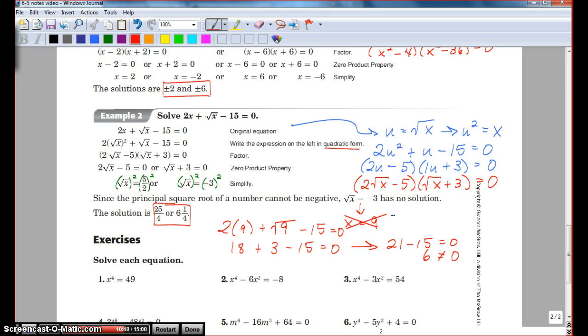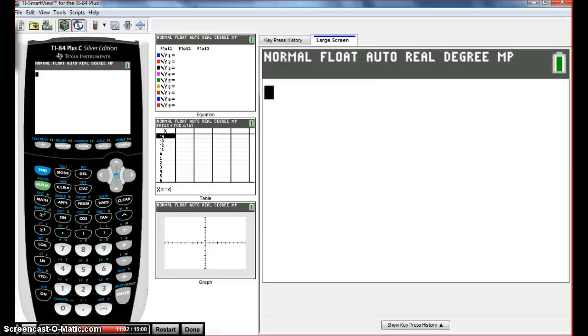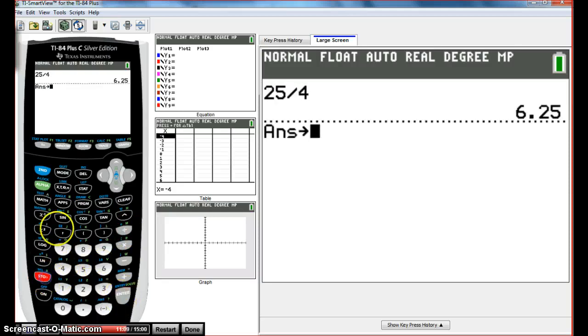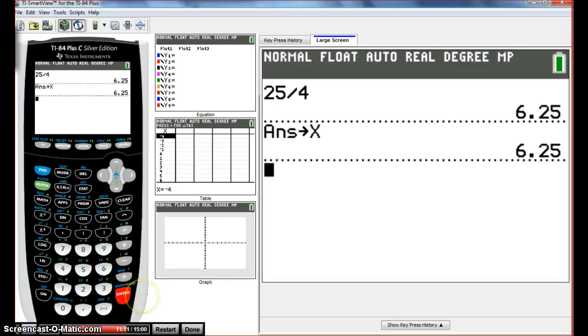Okay, so it is important that we check our answers when we do square root problems. It would be imperative to check 25/4 as well. The way that I'm going to check that is actually using the calculator. We've done this before with our store feature. So I'll take 25/4, store that as x, and then I'll go ahead and type in the original problem.